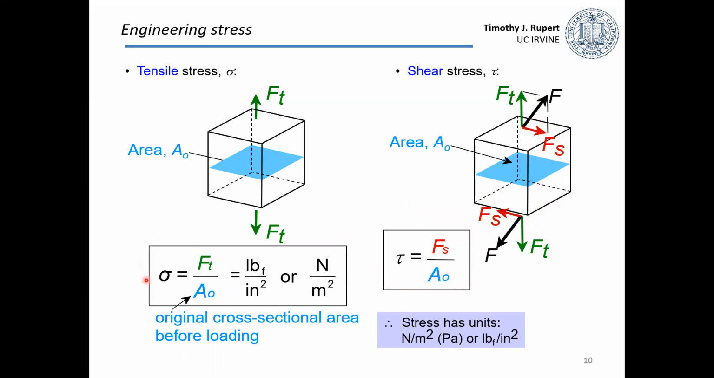Oftentimes you'll see these different symbols used. You'll see a sigma for tensile stress, a tau for shear stress, but sometimes you'll see a sigma for both.